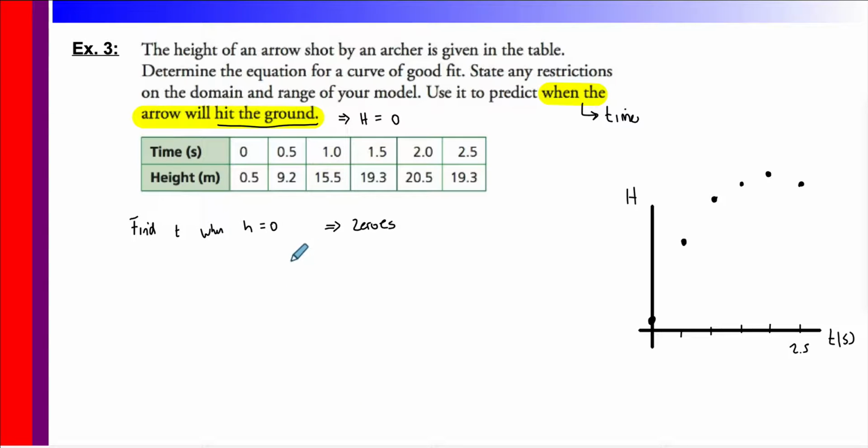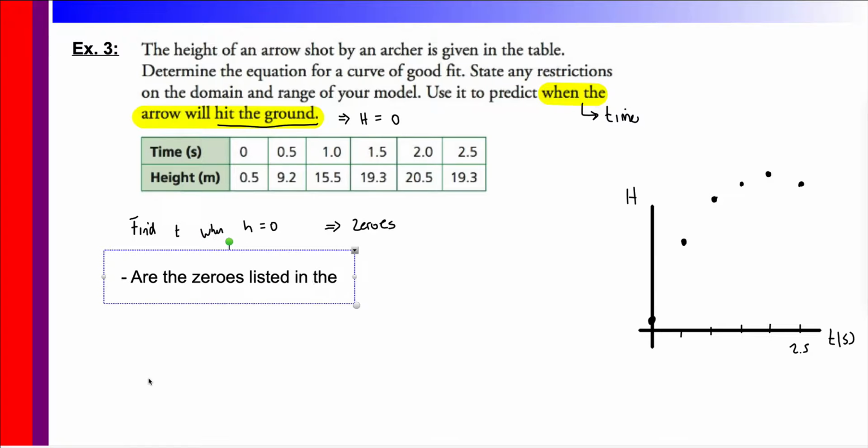There is something we can use, however, in this table to allow us to figure that out. So what you should try to look for in the table is, first of all, are the zeros stated? So are the zeros themselves listed in the table? Because if that were the case, of course, we would be done. And it turns out that we don't have any data points when the height is equal to 0. We've got one that's close, but we certainly don't have two. So they're not listed in the table. The next question then is, well, can we identify the vertex from the table?